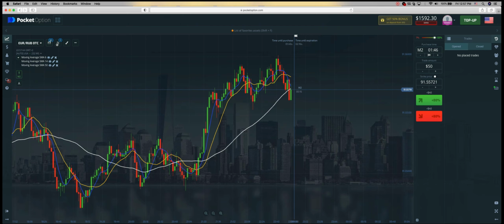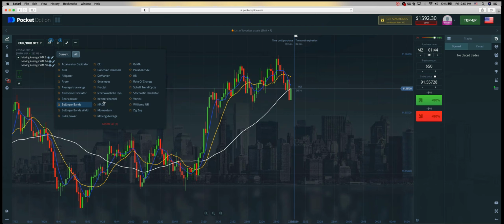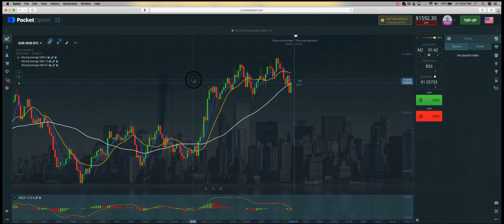And then you're going to add in the MACD, so you come back up to here, the indicators, hit MACD. What you can do with the MACD, you're going to leave it as default. Do not change the settings. Do not do any of that. Just keep it how it comes.